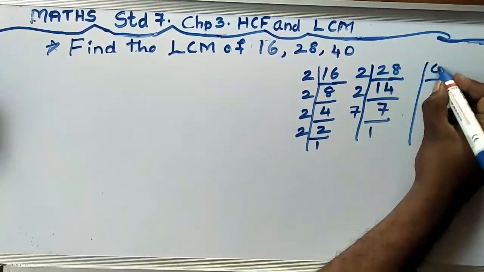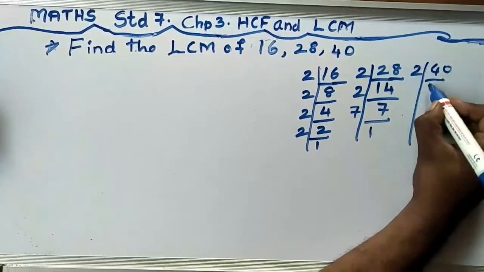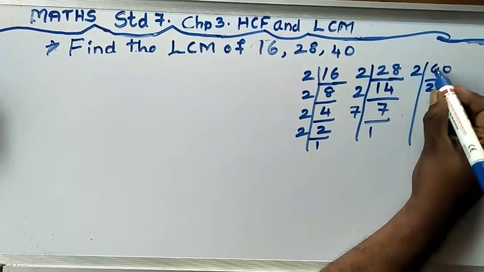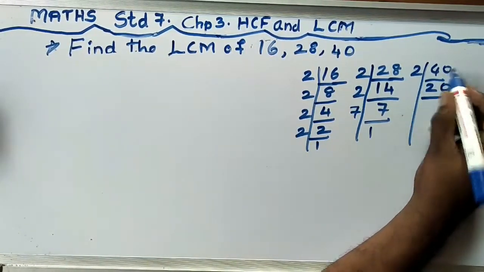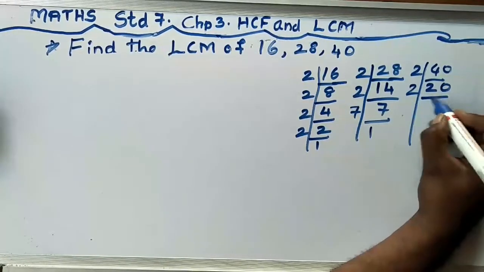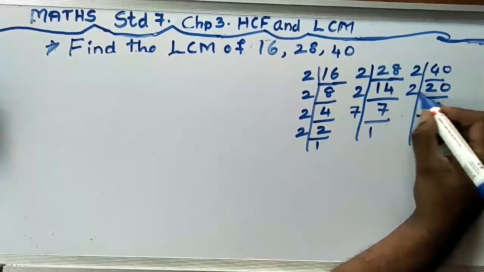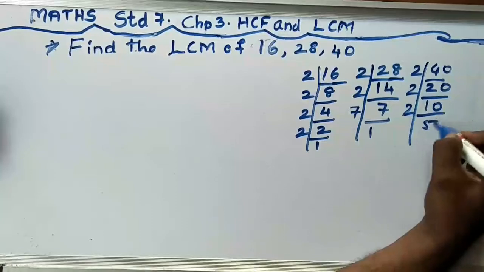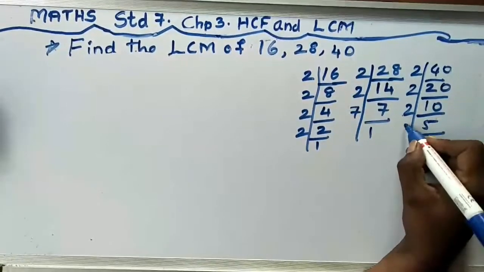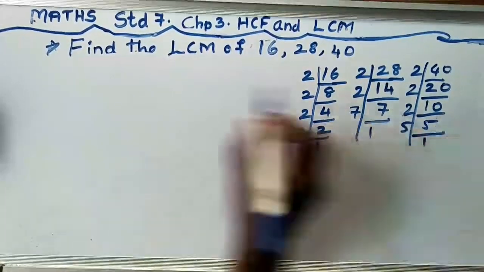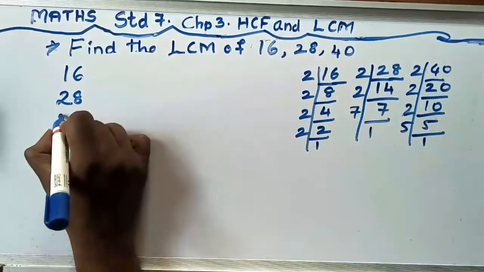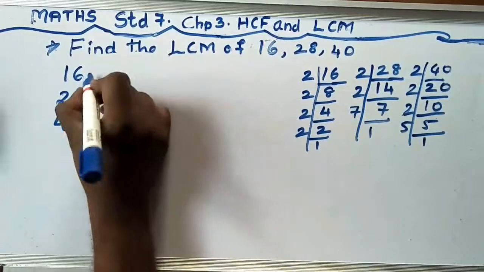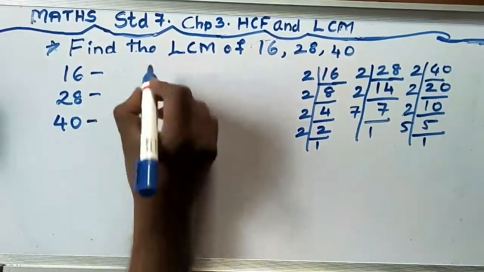Then I will take 40, it goes in 2 table, 2 twos are 4, then 0 written down because 0 twos are 0. Then again in 2 table, 10 twos are 20. Again in 2 table, 5 twos are 10. Again in 5 table, 1s are. You should know how to find the prime factors very well. Then only you can find the LCM.